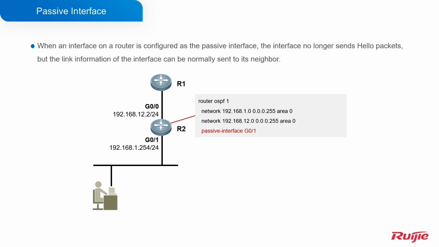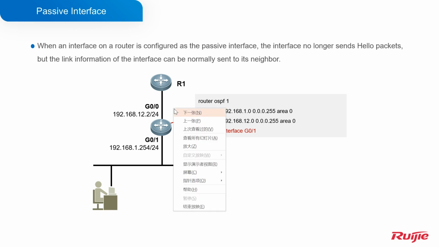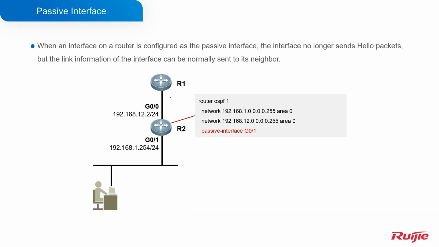Of course, we have to use the hello packet to establish the neighbor relationship and to maintain the neighbor relationship, right? And elect the DR and BDR device. So this is the hello packet. So for the OSPF network, we can see in this topology, for R1 and R2, we have to send the hello packet between each other, right?